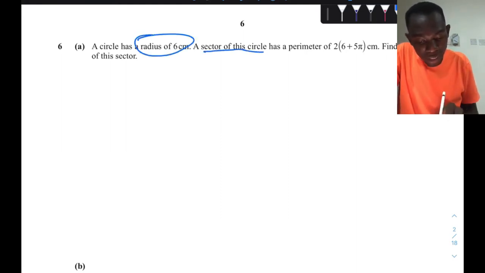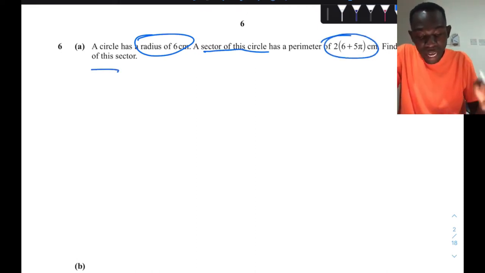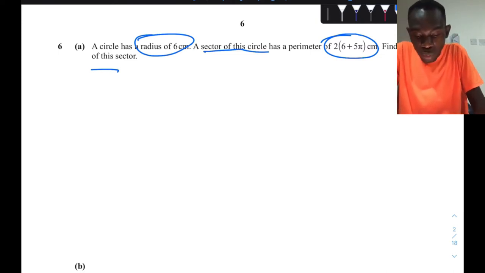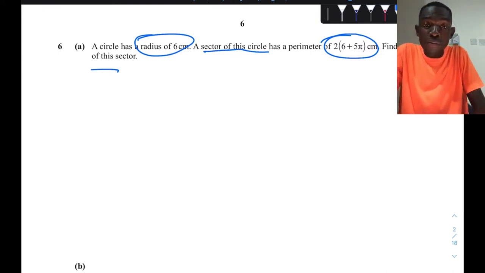All right. Now, the next question says that a circle has a radius of 6. A sector of this circle has a perimeter of that. You should find the area. So they gave you a radius, they gave you a sector with a perimeter, and then they want you to find the area.